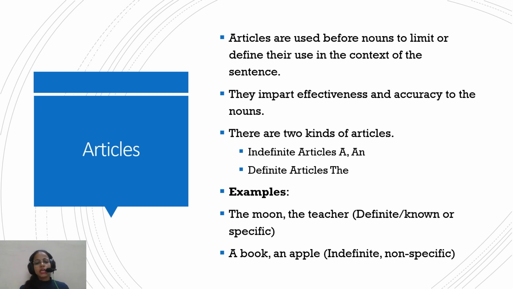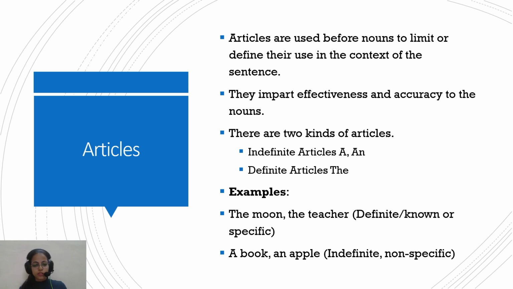For example, if we say the moon was shining brightly at night, we know the moon because we have just one moon around the earth, at least the one that we know of or that we generally refer to. So the moon, here we are specifically talking about that one moon. The article the gives us an understanding of the context.